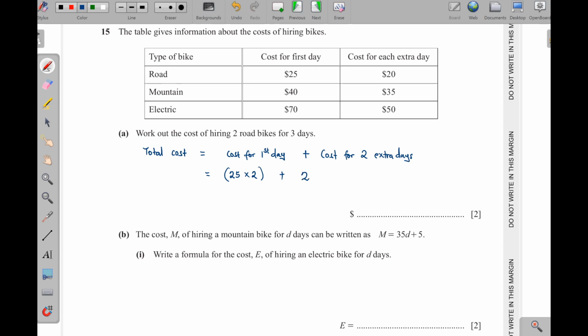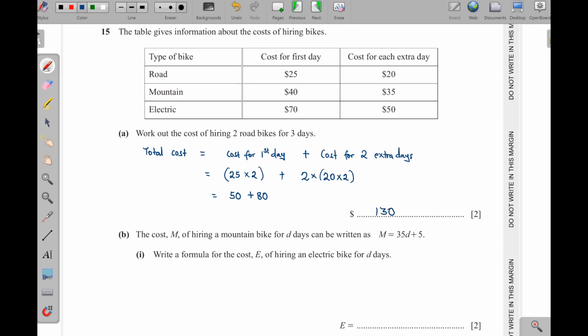So we have 2, first of all, there are 2 bikes. And this is the cost of 1 bike. So 2, then times cost for 2 extra days, which is going to be 2, again times 2. You see that? So this gives you 50. We are multiplying by 2 because there are 2 extra days. We are multiplying by 2 because there are 2 road bikes. Are we there? All right. So we have 2 times 20, that is 40 times 2, we get 80. So 80 added to 50, that's 130.